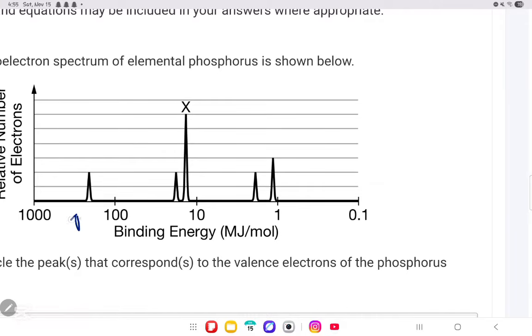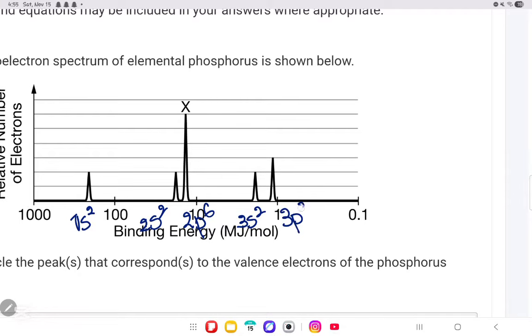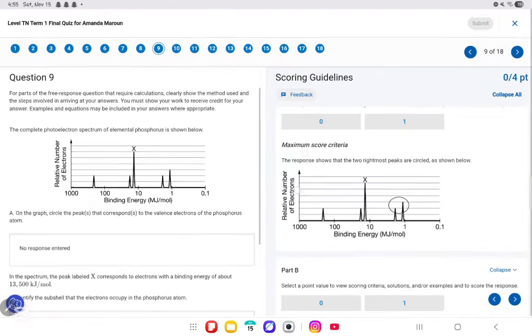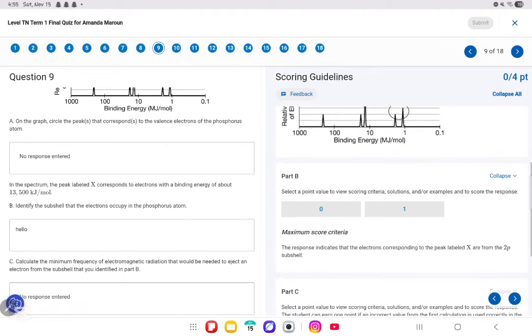This is going to be 1s2, 2s2, 2p6, 3s2, and 3p3. Now I look at what I wrote and I see that the peak with X is 2p6. That means the subshell is the 2p subshell, not the 2p6 subshell. You only write 2p and not 2p6. Okay, it's the 2p subshell.